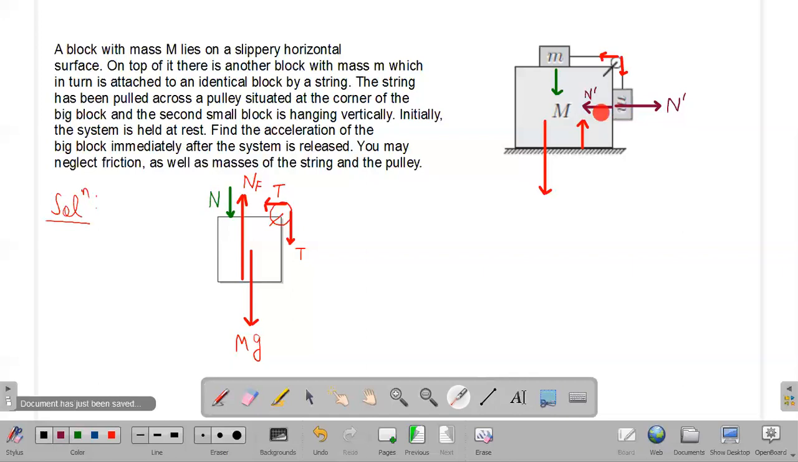So these two blocks will be immediately separated, and because of that reason, this N dash force has to be 0. Just after the release, this N dash will become 0. And for this reason, we have not considered the N dash force in the free body diagram drawn for capital M. So this is the free body diagram of capital M where all the forces are correctly represented.